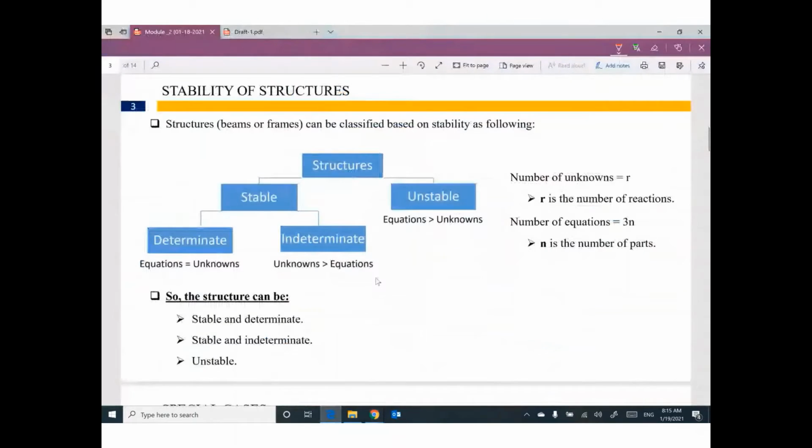Okay. Second part in our topic today, stability of structures. Any structure can be divided into stable and unstable. If your structure is stable, it can be divided into determinate or indeterminate.